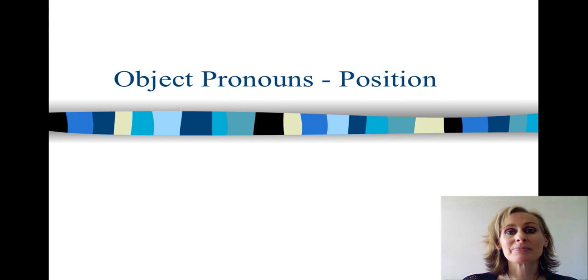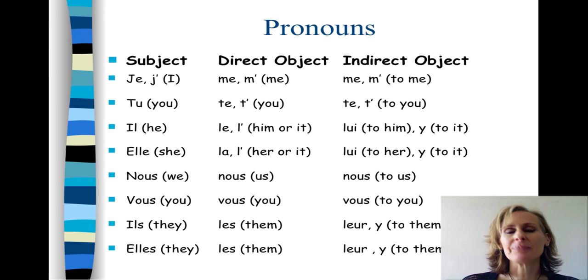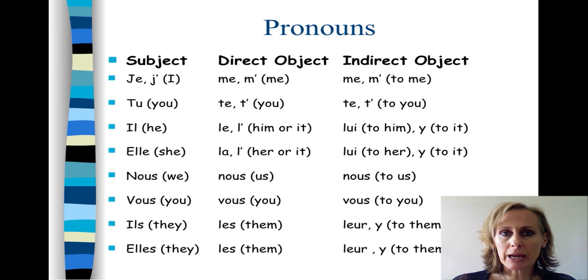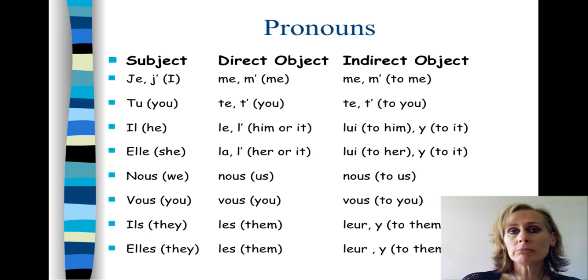Object pronouns. Position. Okay, let's look at our pronouns. First of all, you know your subject pronouns. That's the person or the thing doing the verb. We have je, I, tu, il, elle, nous, vous, il, elle. Every time we conjugate a verb, we do it in that order with those subject pronouns. So we know those pronouns.